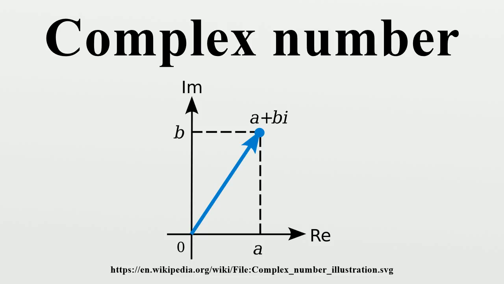This is because any square in an ordered field is at least 0, but i² equals -1. Elementary operations. Conjugate. The complex conjugate of the complex number z equals x plus yi is defined to be x minus yi. It is denoted z̄ or z*. Formally, for any complex number z, geometrically, z̄ is the reflection of z about the real axis. Conjugating twice gives the original complex number.